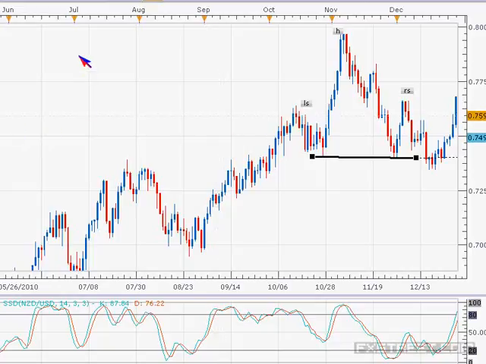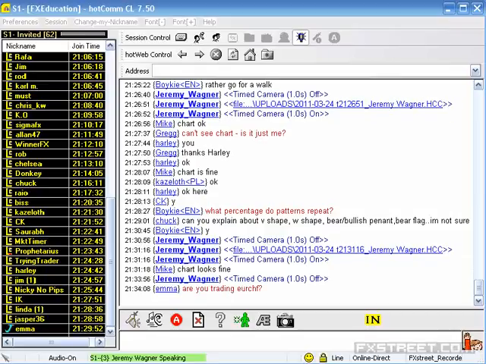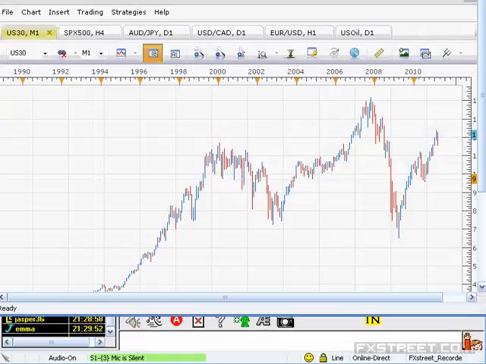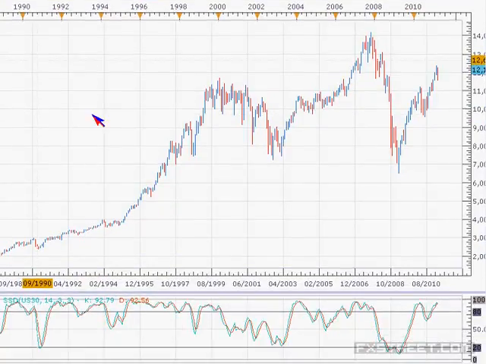Now, talking about equities here, there's a very interesting pattern showing up on the Dow 30. This is a very, very long-term pattern. So this is going to be the Dow Industrials. Turn it back on. This is the Dow Industrials. This is actually the CFD that mimics the Dow Industrials. We call it the US 30.